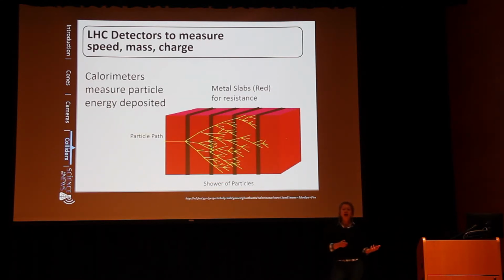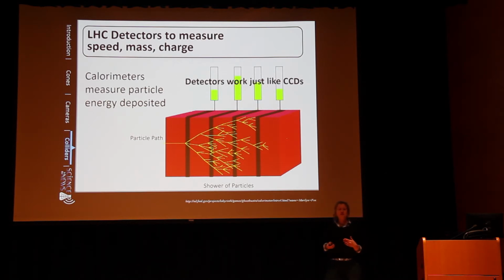Instead of a bullet, we have a particle that came out from the collision. So the particle goes zooming through the calorimeter. And instead of ballistics gel, we have metal slabs, which slow down the particle. And just like the shower of destruction that was created from the bullet, we have a shower of particles. And so the farther the particles travel through the metal slabs, the more speed they must have had, and the more energy they must have had.